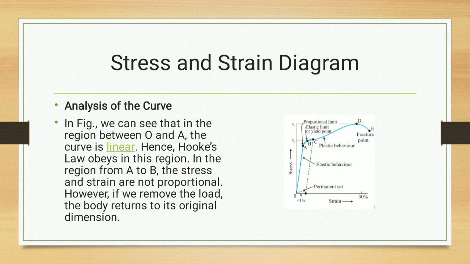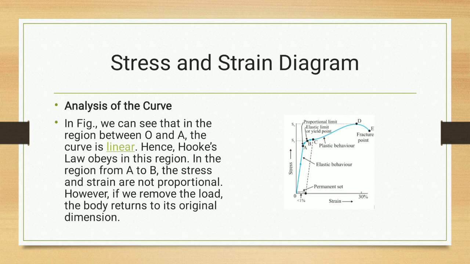In the region A to B, the stress and strain are not proportional. However, if we remove the load, the body returns to its original dimension. So O to A is the proportional limit. In this limit, stress and strain are directly proportional. But A to B is not a linear relationship, yet the elastic limit exists till the point B.